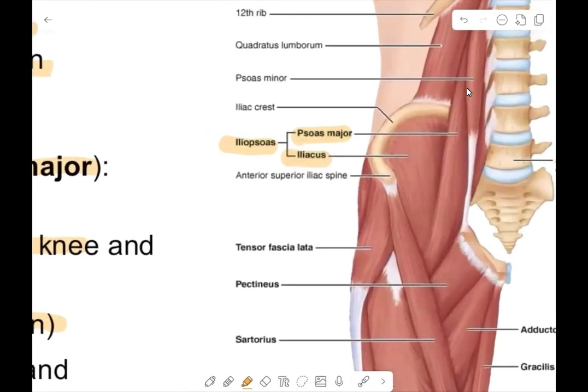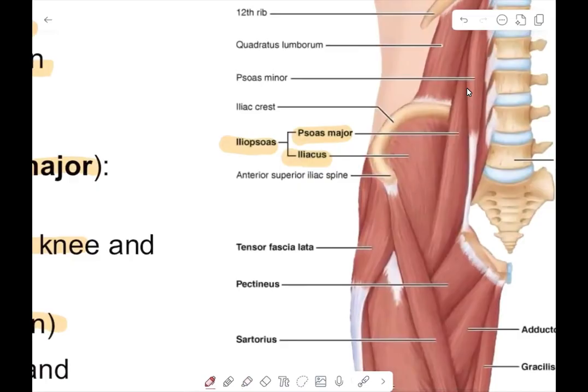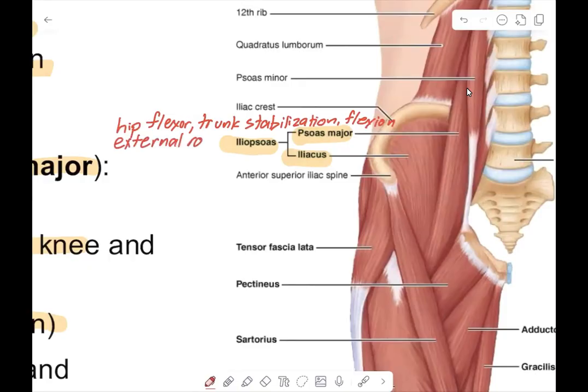For the iliopsoas group, it is going to be a hip flexor. It's going to stabilize the trunk. So we have trunk stabilization, trunk flexion as well, and external rotation of the hip.